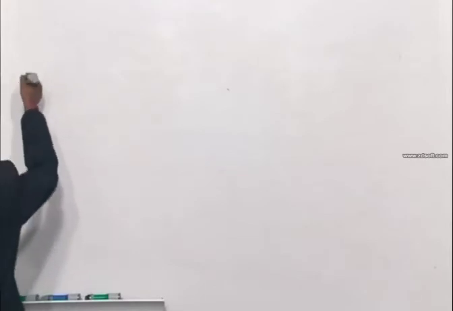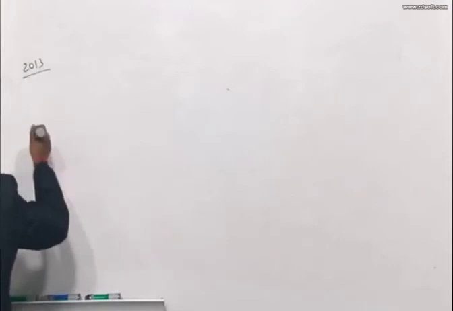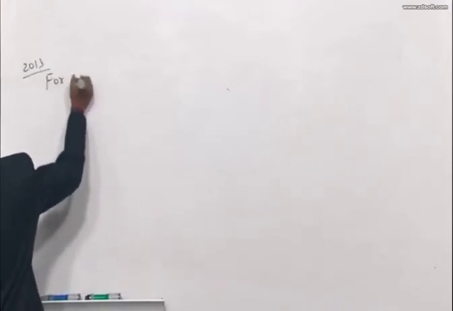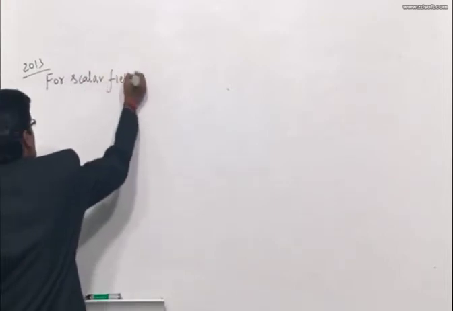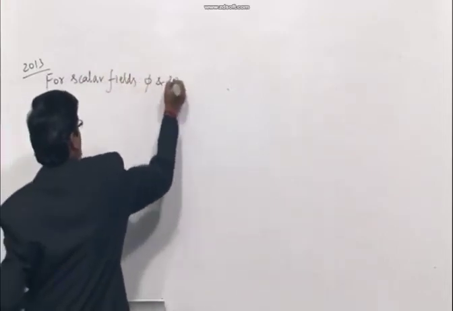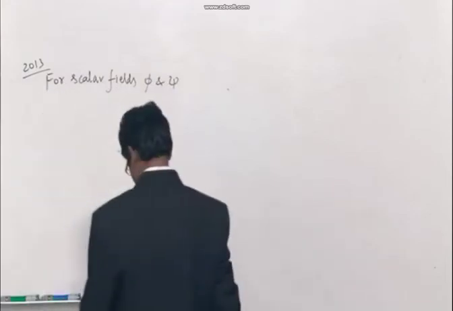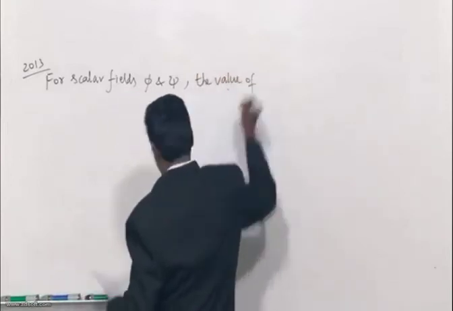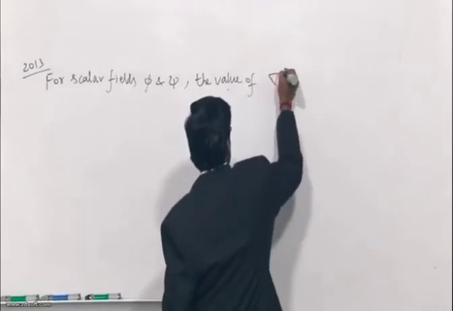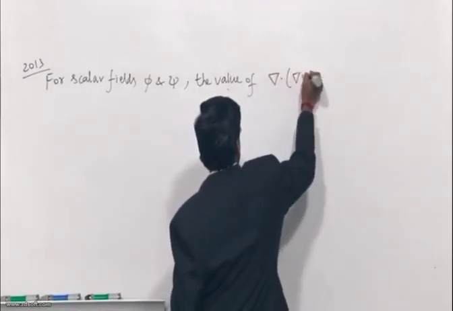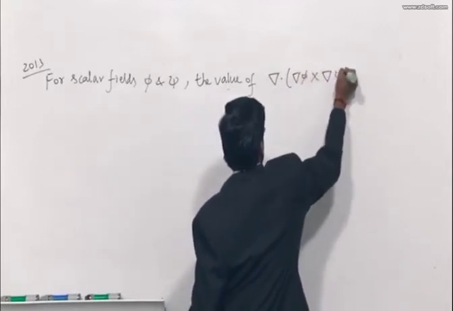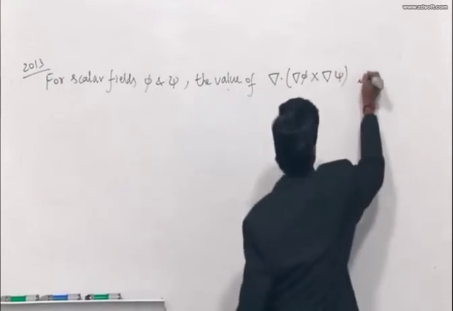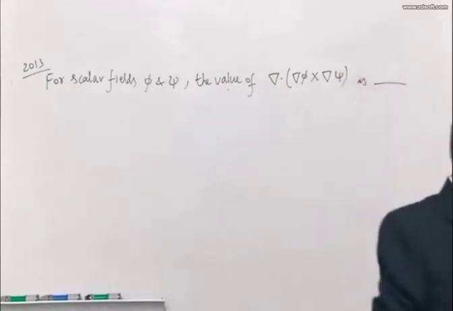Example which is given, one example 2013, other example I already told you, using curl f bar, that was given in 2006, 2 marks. 2013: for scalar fields phi and psi, the value of del dot del phi cross del psi is, del dot del phi cross del psi.